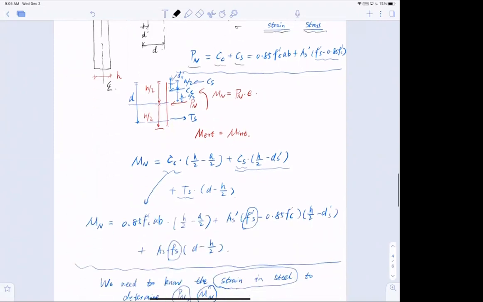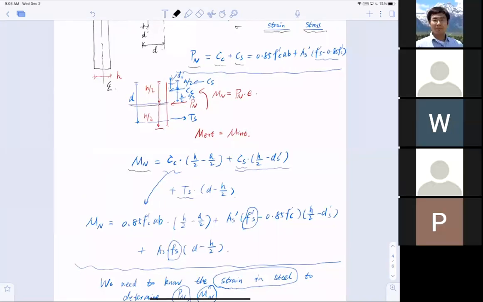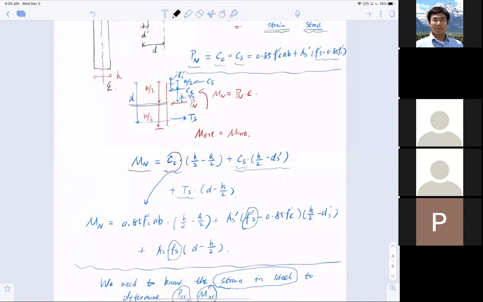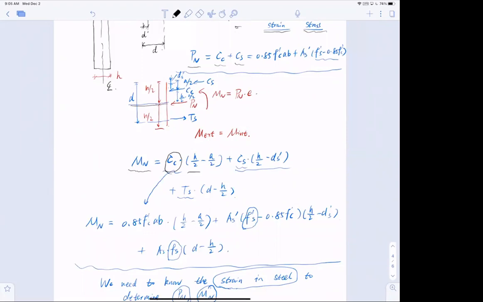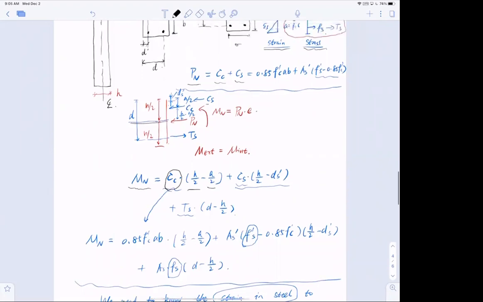And I have Mn, which is the bending moment, and we sum the bending moment with respect to the centroid of the section, right? So I have that compression multiplied by the lever arm, which is half H, half of the height of the beam, minus half A, which is the center of the compression force from the concrete. Then I have the compression force of steel multiplied by half H minus the position of the steel, ds prime, plus the tension multiplied by d minus H over 2, and that is the tension side of the steel.